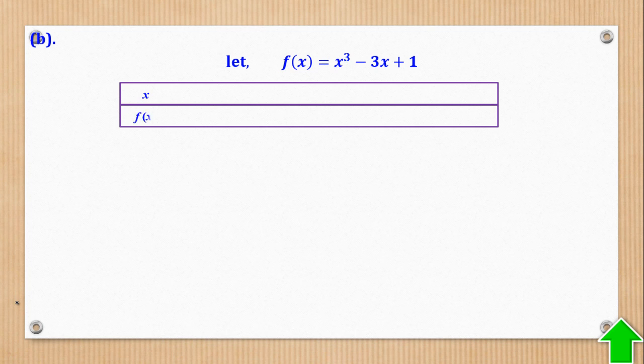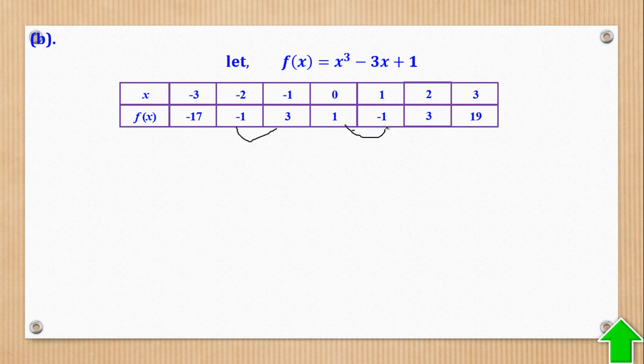So you have to get values of x with their corresponding value of f(x). Negative 3 corresponds with this. Negative 2 corresponds with that. Negative 1 corresponds with that. 0 corresponds with that, 1 corresponds with that, 2 corresponds with that, and 3 corresponds with that. So we shall need a change of sign. There's a change of sign here, a change of sign here, and a change of sign here.